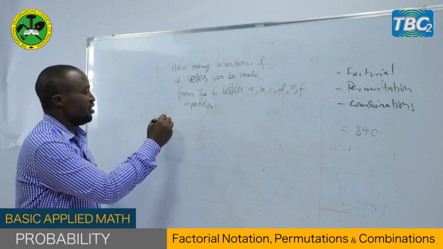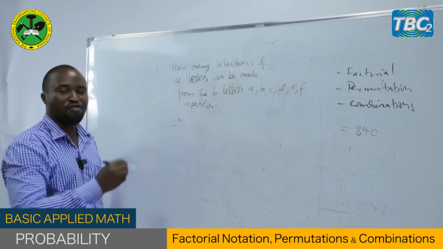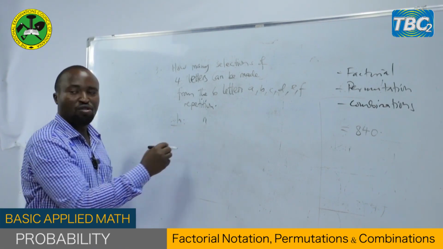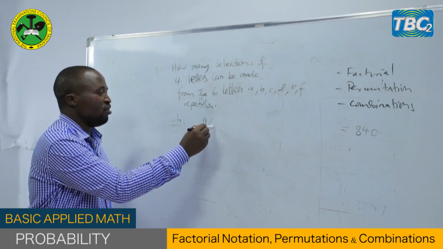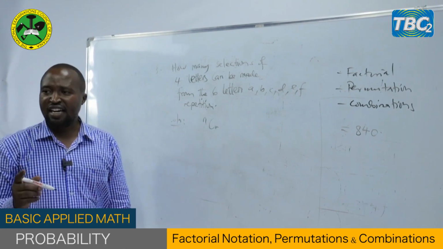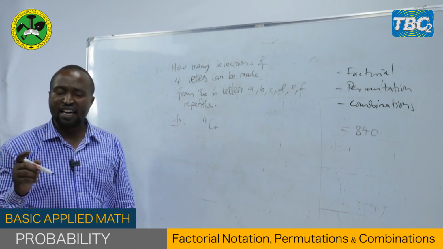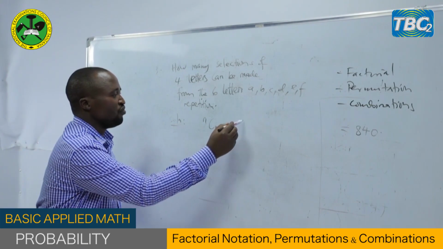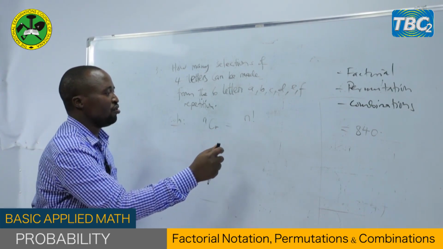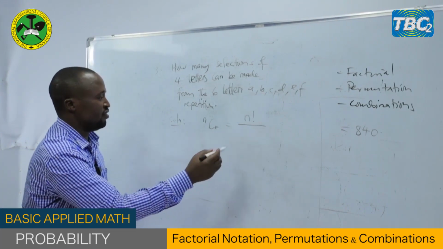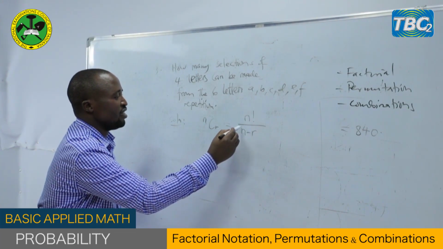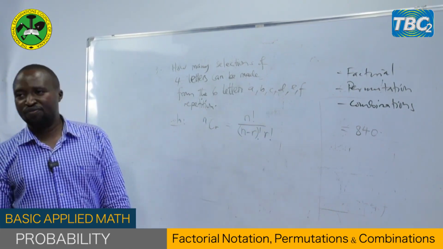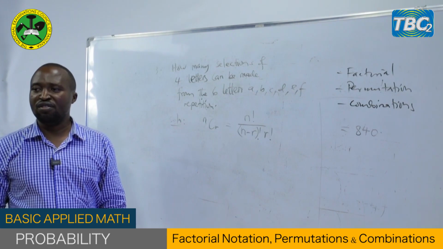Now, remember the general formula for combination. Combination says if you have a total of n items and your interest is to choose only r items without care of the order, this is equal to n factorial over n minus r factorial, r factorial. That is the general formula for combination.